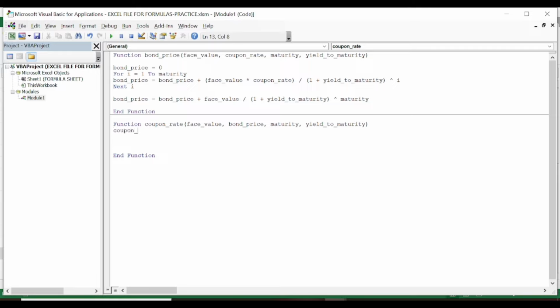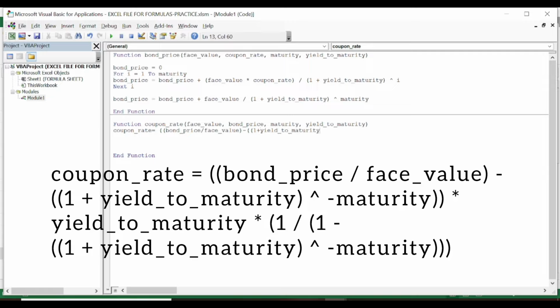So CouponRate is equal to, I'll write the formula here also: open brackets, BondPrice divided by FaceValue, bracket close, minus bracket open, 1 plus YieldToMaturity to the power of minus Maturity, bracket close. So here (1 plus yield to maturity) to the power of minus maturity means 1 divided by (1 plus yield to maturity) to the power maturity.